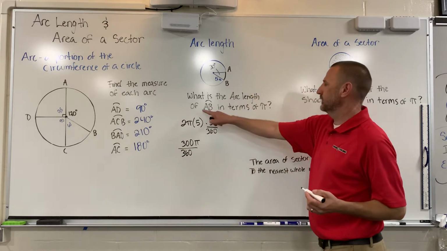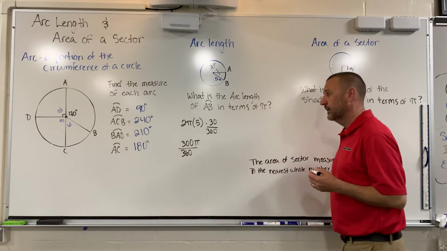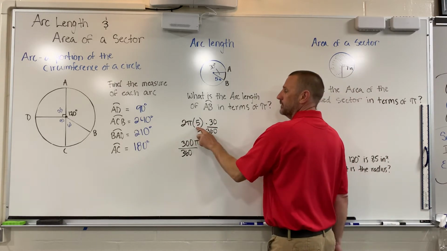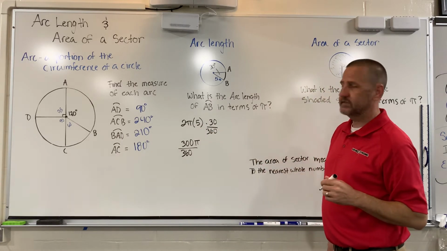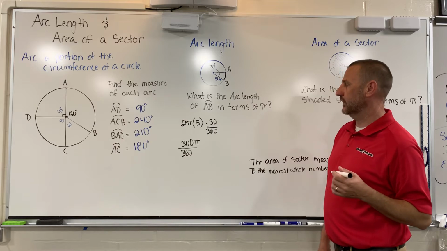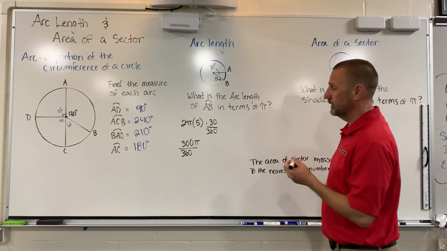Now the problem says to leave my answer in terms of pi. So again, 2 times 5 is 10, and 10 times 30 is 300 divided by 360. I can't leave my answer like that because that answer has not been reduced.